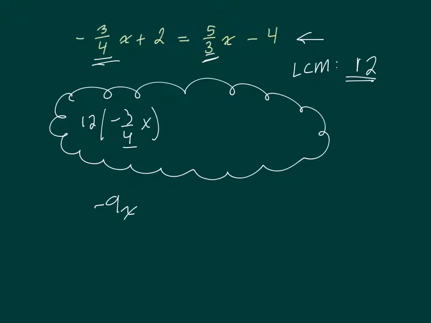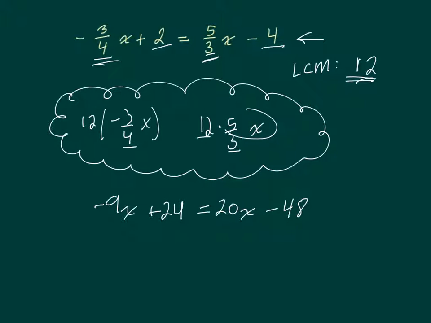When I do 12 times the 2, well, I almost said 48, but that's actually going to be 24. When I'm doing 12 times the 5/3 x, again, we picked the 12 to make the 3 cancel. So when the 3 and the 12 cancel, we're left with 4, and 4 times 5x is going to be 20x. And then the last part, the 12 times the negative 4, I have to actually do that. That's negative 48. Now this has bigger numbers, but at least there's no fractions.